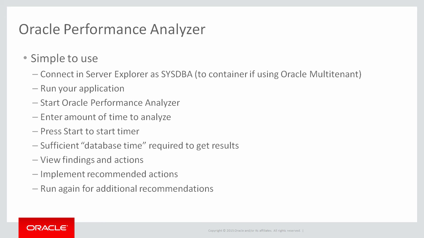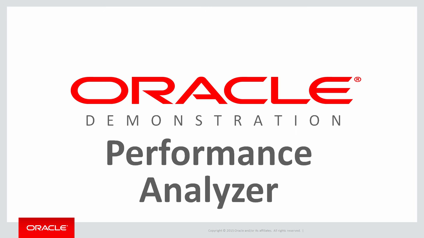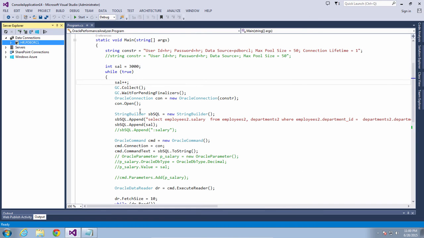You need sufficient database time to get results, and that usually amounts to something like 30 minutes to 2 hours worth of runtime. You press start to start the timer, and when it's done, you view your findings and recommended actions. Then you can implement those changes and run it again for additional recommendations. So let's go back to Visual Studio and see a demo of the Oracle Performance Analyzer in action.